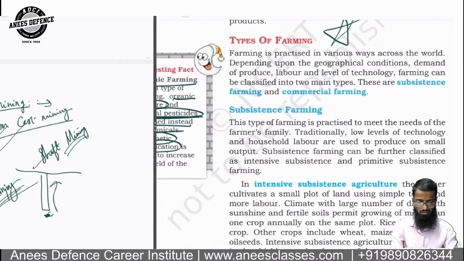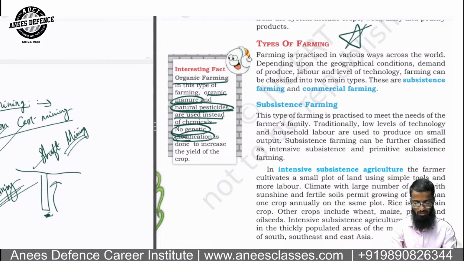Now we will jump to the types of farming. There are two types of farming: the subsistence farming and the commercial farming. So subsistence farming, in this type of farming, it is practiced to meet the needs of the farmer's family only. Okay. Traditionally, low level of technology and household labor are used to produce the small output. Output कितना होता है? Small होता है. And it can further be classified as intensive subsistence and primitive subsistence.